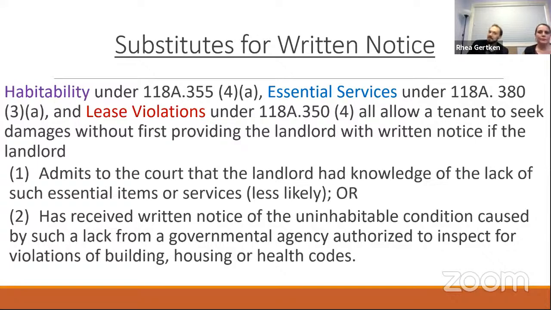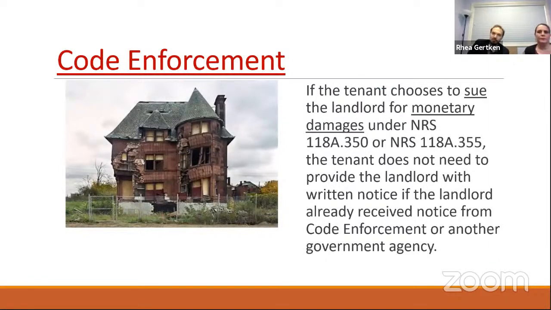There is also the possibility that your landlord has received written notice that the apartment or dwelling unit is uninhabitable because a government agency authorized to inspect for violations of building, housing, or health codes has provided the landlord with a written notice that the condition is uninhabitable. So if, for example, code enforcement shows up and tells the landlord that there's a habitability issue there, the landlord does have to address it. And that notice is just as good as if you had given written notice. And in fact, if your landlord is not listening to you, you can always call code enforcement yourself, but there is a major risk to that we will get to on the next slide.